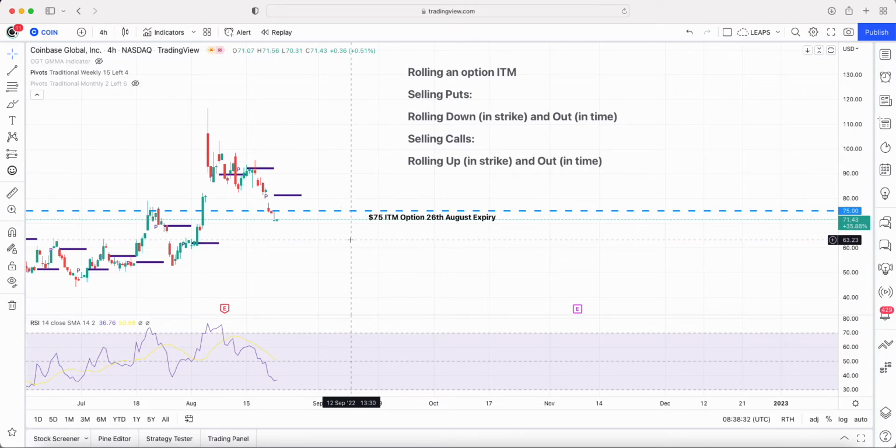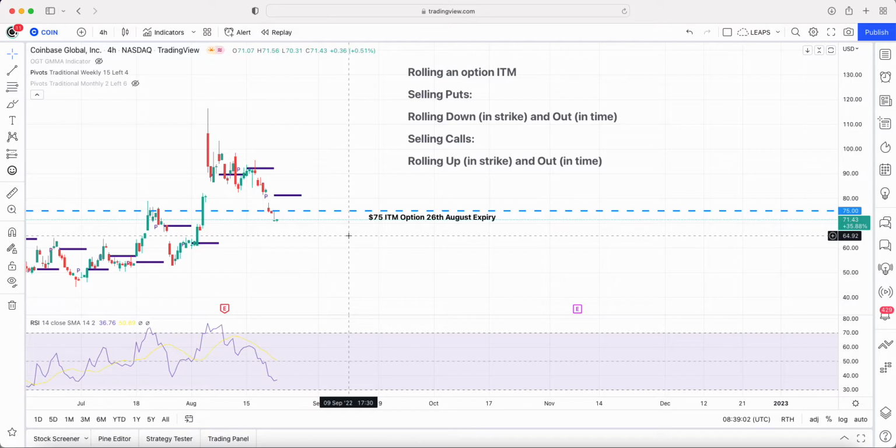So what we need to understand is how to roll this option. And what I've done is I've purchased this option. I've got no intention of owning Coinbase at $75. I do like it at these levels around the 40 odd mark, but at $75, I have no intention of being assigned these shares.